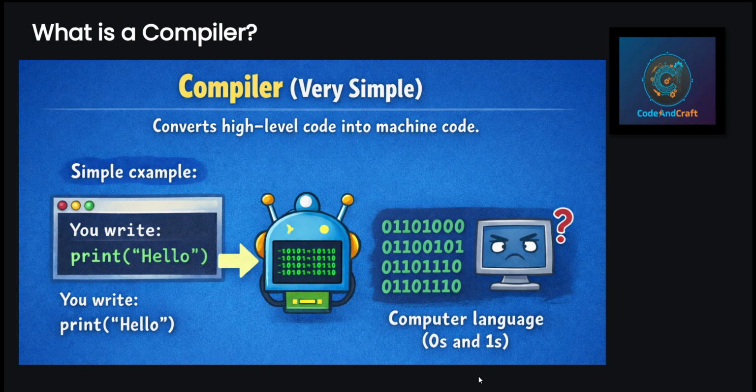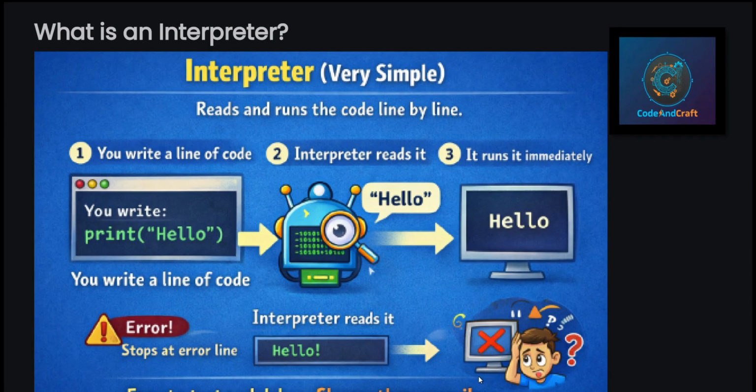So let's move to the next one, interpreter. An interpreter works a little differently from a compiler. An interpreter reads the program line by line. It translates and runs each line immediately. Let us see an example. We write one line of code. The interpreter reads it and runs it instantly. And if there is an error, the program stops at that exact line. Interpreters are very helpful for testing and debugging, but they are slower when compared to compilers.